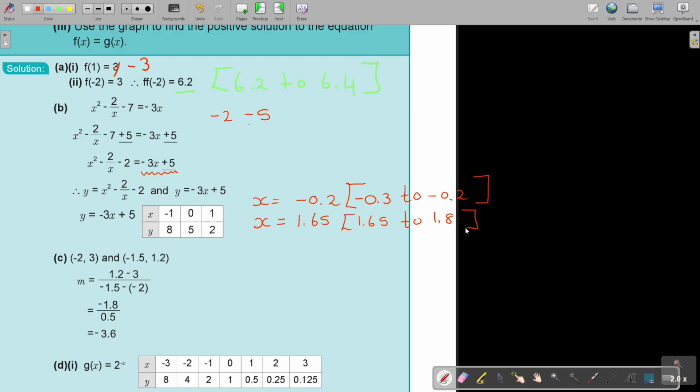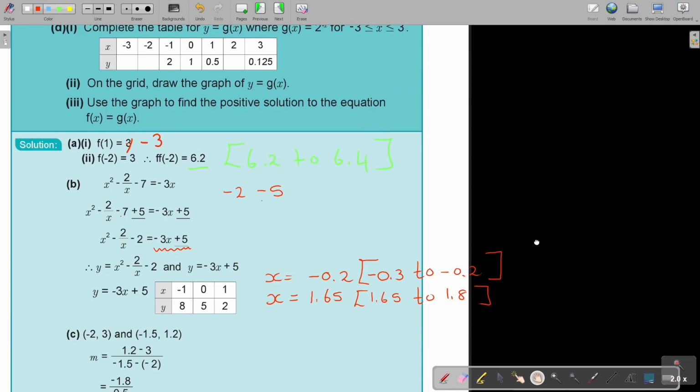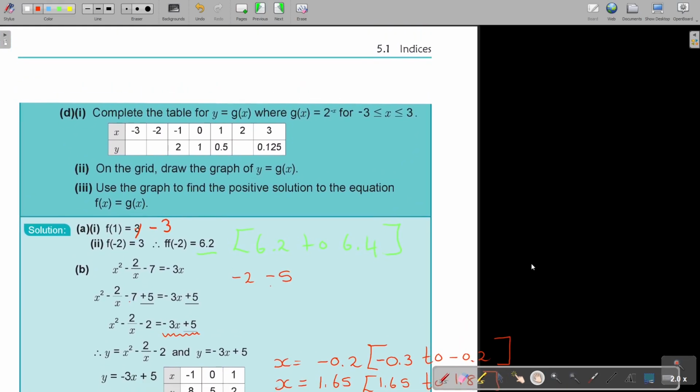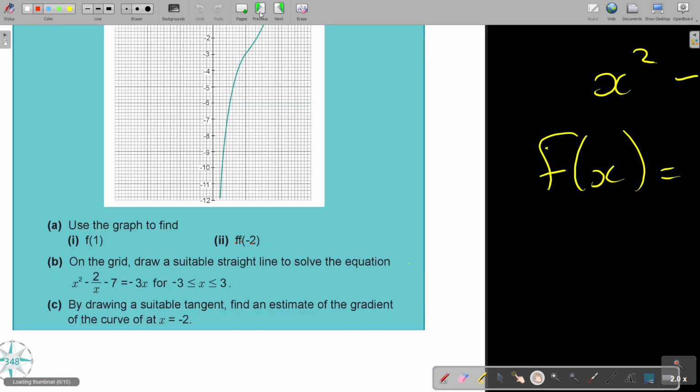So they asked you not just to draw the line. They said, on the grid, draw a suitable straight line to solve the equation, and then solve the equation. Although I must say they didn't give you the answers really, but I think they could have made it in a first question and in the second question of B.